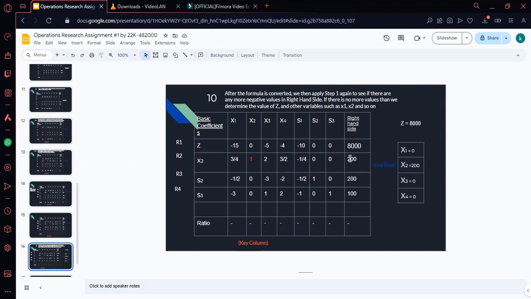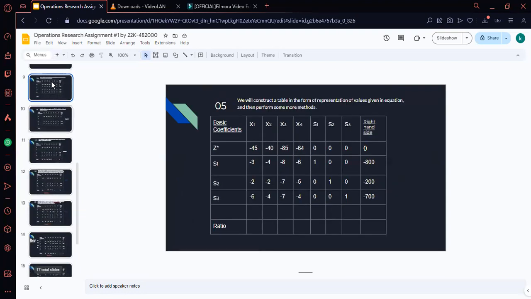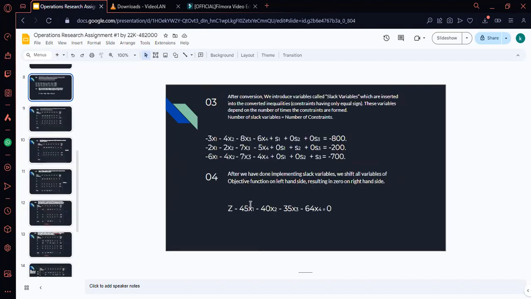After we have done this, we will also put them into the objective function equation. Over here you'll see that after you put in the values of z and x2, it will result in 0.